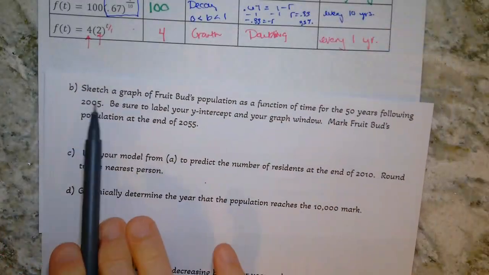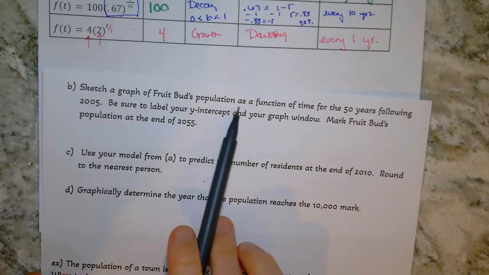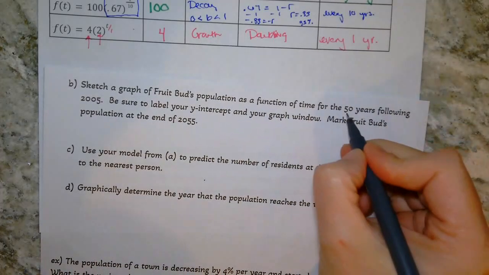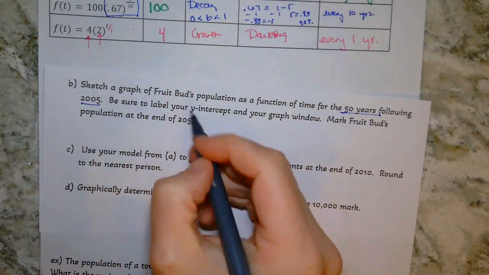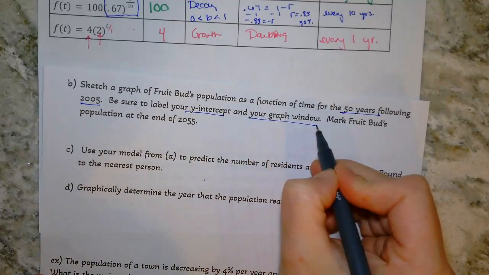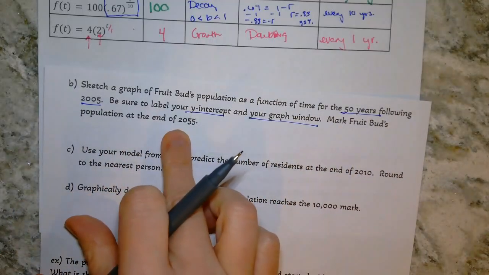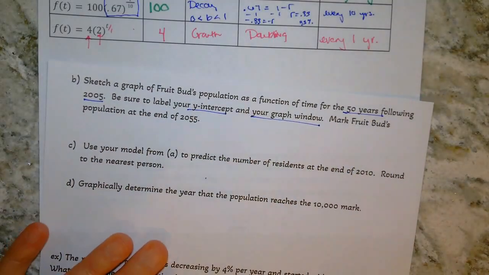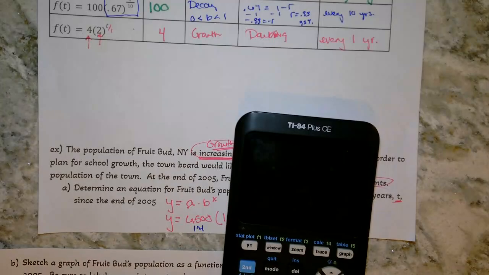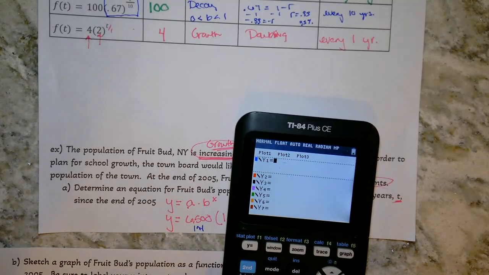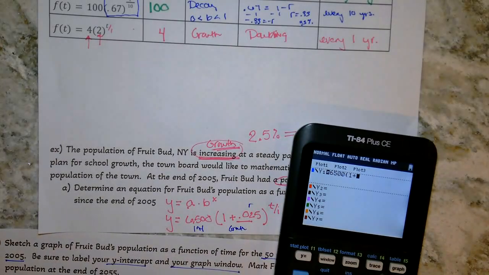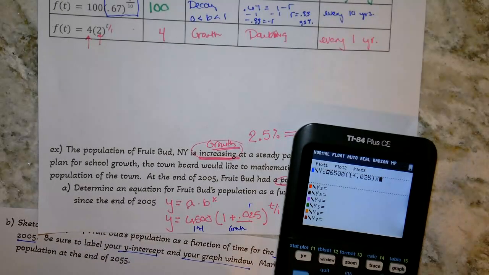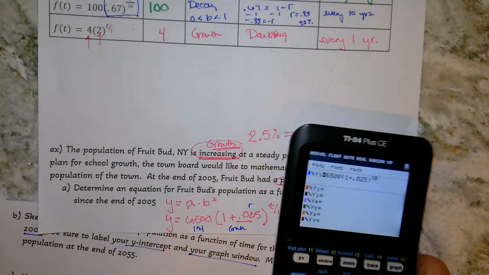All right, part B. Sketch a graph of fruit buds population as a function of time for 50 years following 2005. Be sure to label your y-intercept and your graphing window. Mark fruit buds population at the end of 2055. Okay, so we need our calculator. We're going to type that equation in. 6,500, 1 plus 0.025, raised to the x, of course. I need my caret.